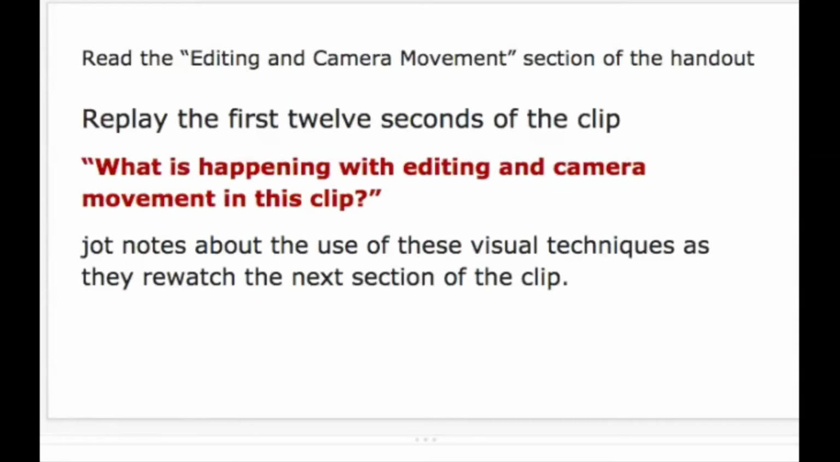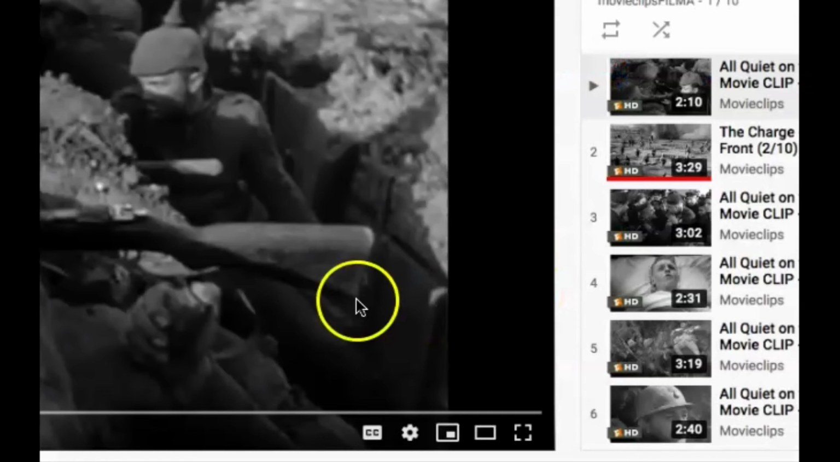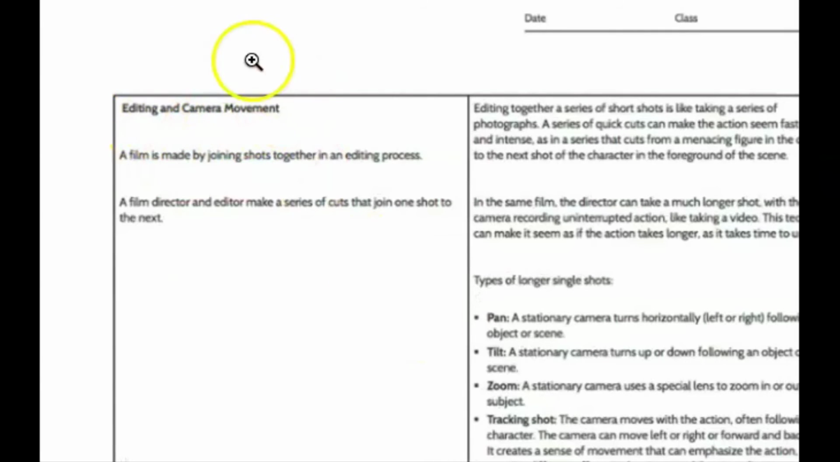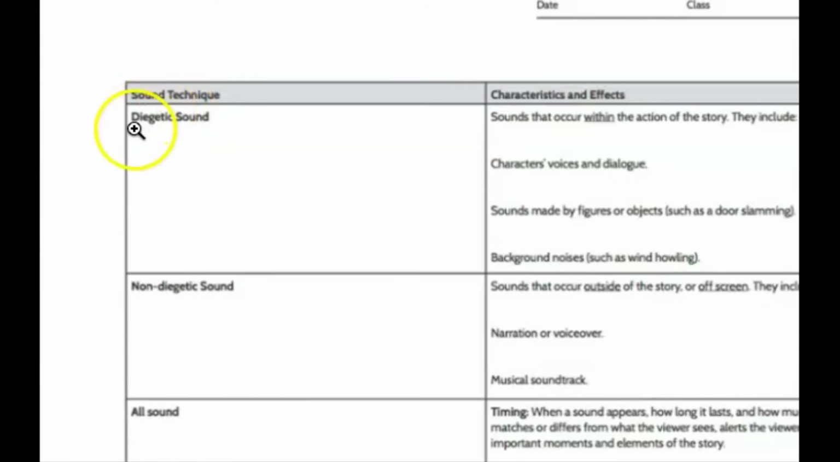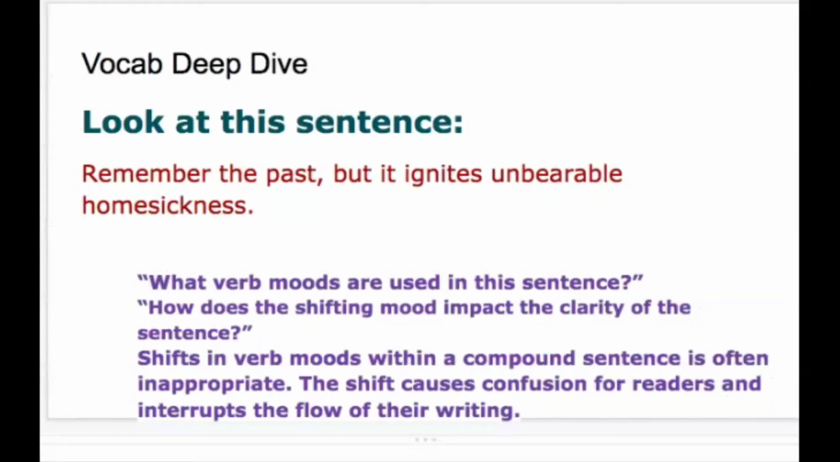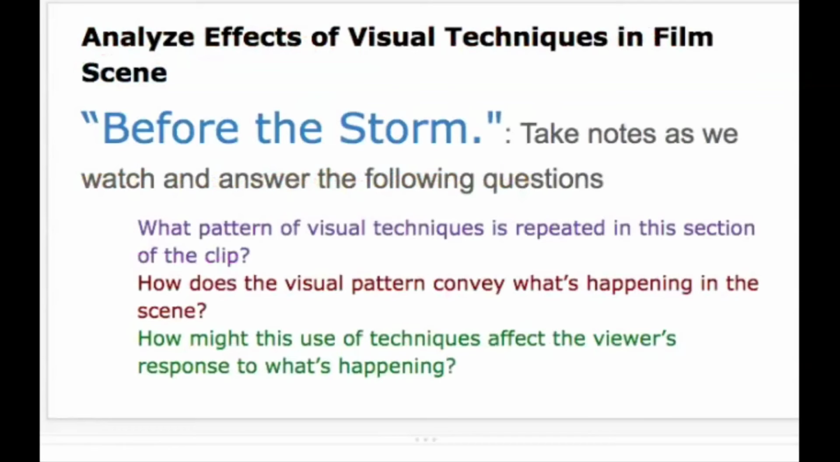What's happening with the editing? Jot down some notes of the visual techniques that you see. What are some effects of the tracking shot or the shot reverse shot? Again, when you ask that question, here's editing and camera movement, lighting, diegetic sound or non-diegetic sound, or all sound. So you're going to be finding examples of this stuff in the clip and answering the questions.